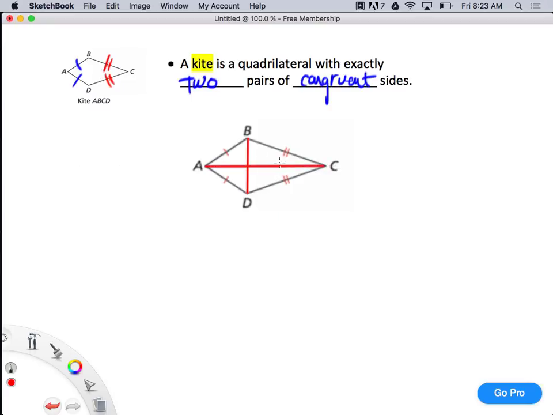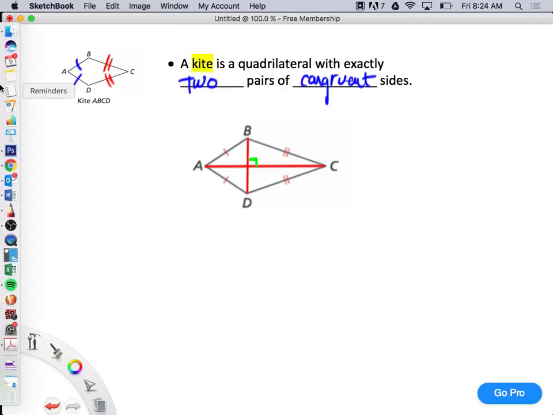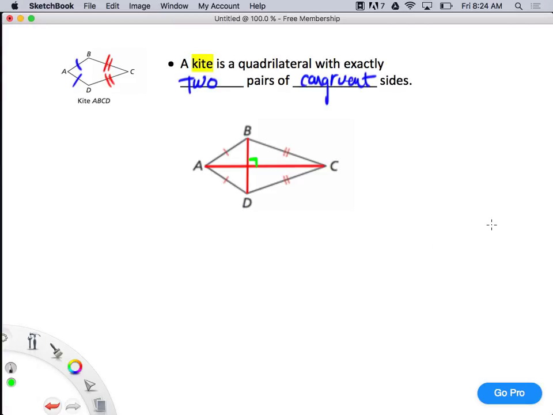What do I notice about those two diagonals? They don't bisect each other. They're what? Perpendicular. Those two diagonals are perpendicular, right? Does that make sense? You guys see that? Okay. What do I notice? Okay, so the diagonals are perpendicular. What do I notice, guys, about these two blue triangles?